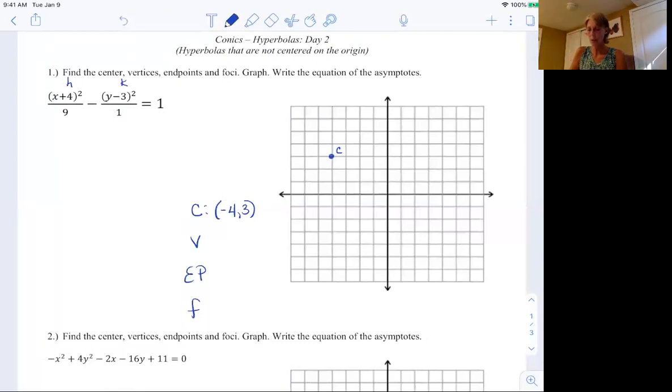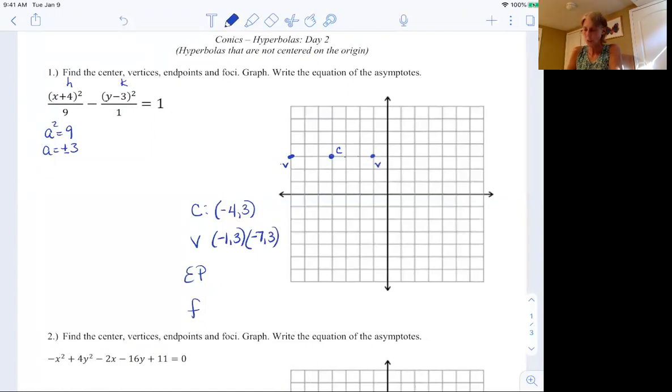Now we're going to plot our vertices. So we go back over to our equation. The x term is the positive term. So I identify a squared as 9. A is plus or minus 3, and that's my movement. So I'm moving in the x direction, 3 boxes in either direction. And those are my vertices. So the ordered pairs for the vertices become -1, 3. I don't care if you count boxes or if you add or subtract. And -7, 3.